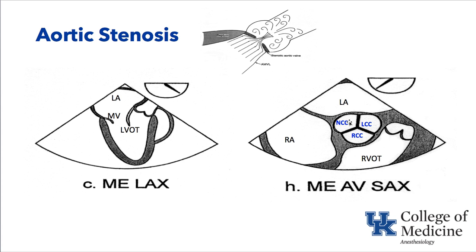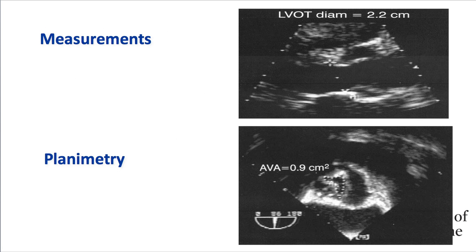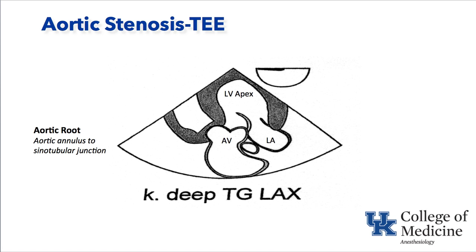So aortic valve in cross-section, aortic valve in long section, or long axis. We do some measurements. We can measure the annulus, we can measure the aorta. Aorta can often dilate, post-stenotic dilation after long-standing aortic stenosis. If you stop the picture and trace out around the opening, which isn't a very accurate way of doing it, but can be done, this is called planimetry, and we can get the opening size of the aortic valve. In this case, you can see it as 0.9 centimeters squared, which is severe aortic stenosis.